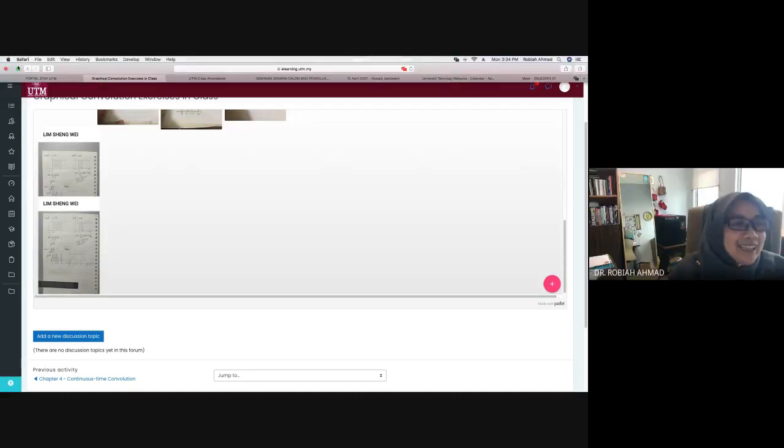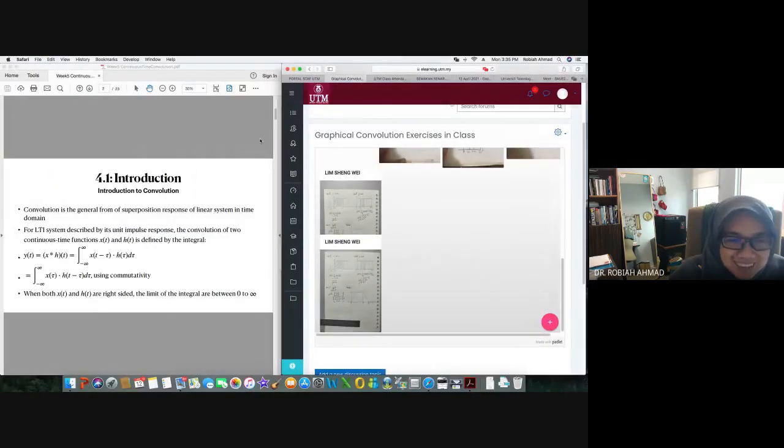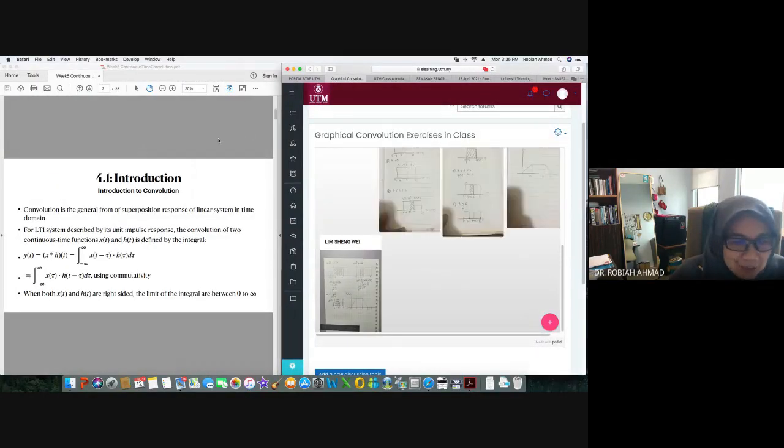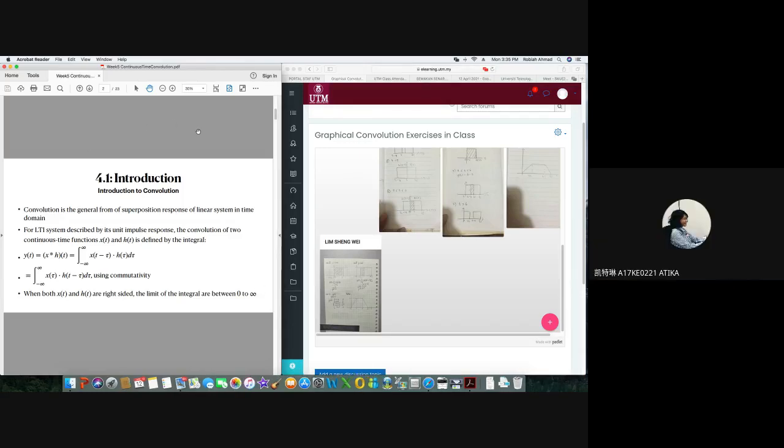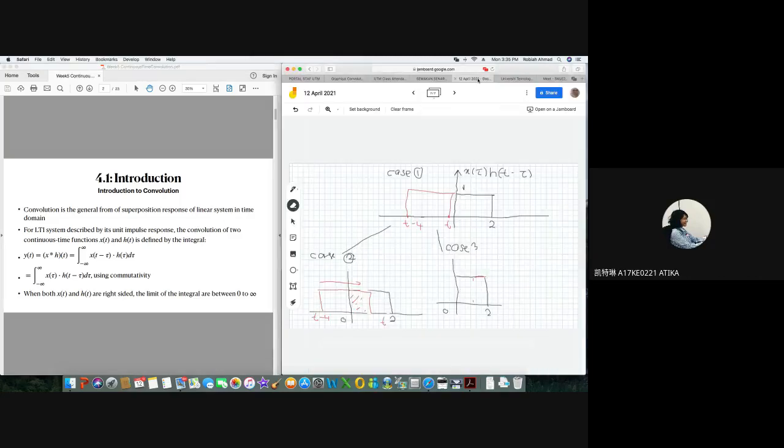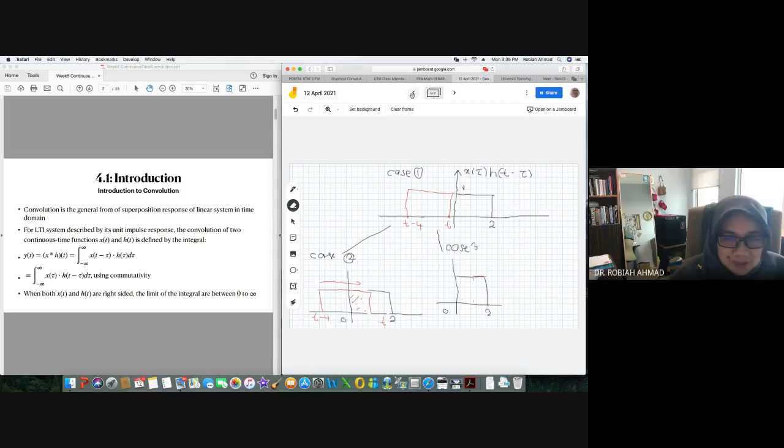Okay. What about the others? I don't know whether you all understand or not. I'm afraid Atika doesn't understand, why Atika? Right? This is a convolution concept, Atika. Yes. I don't understand where to put the square for each case. How to put the graph? Yeah. You have to do a lot of exercises to understand that.